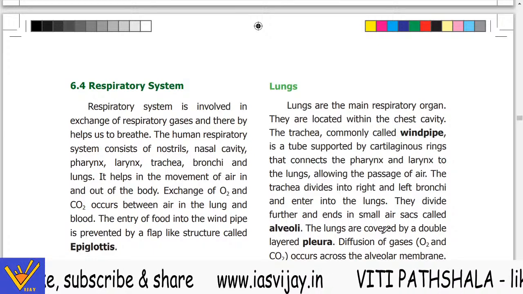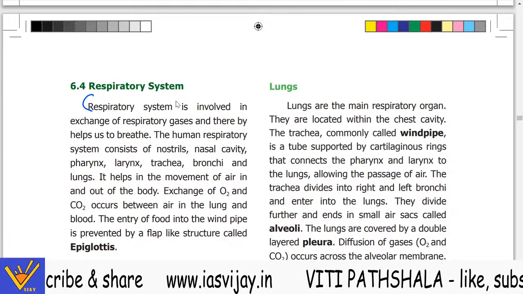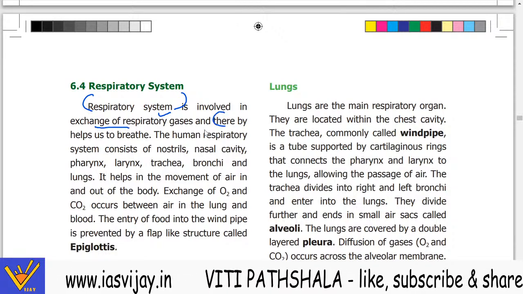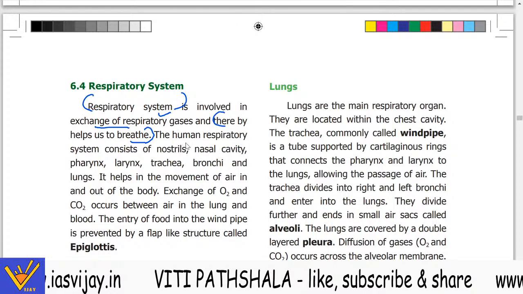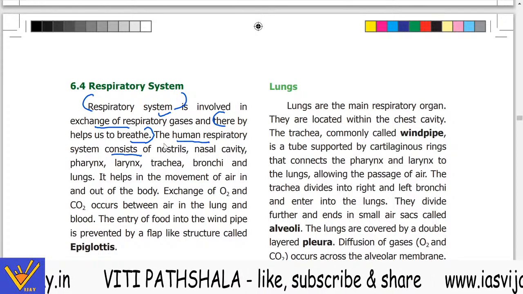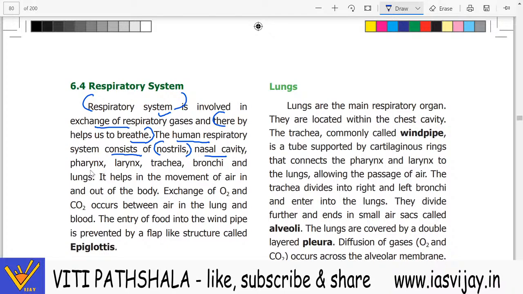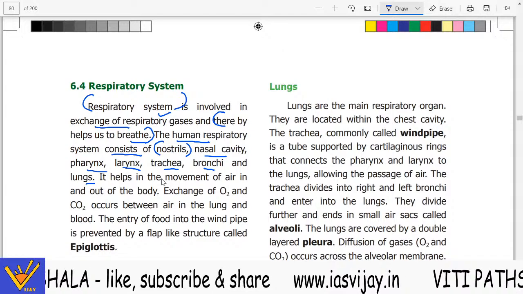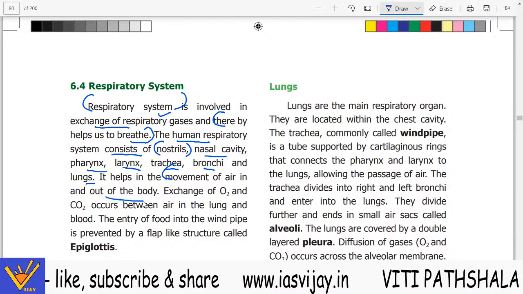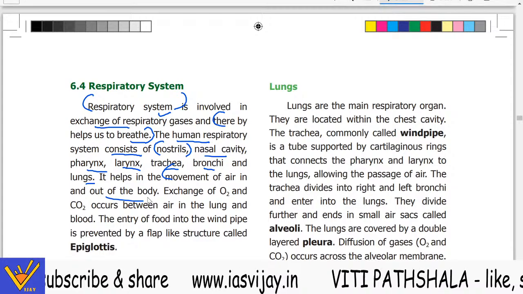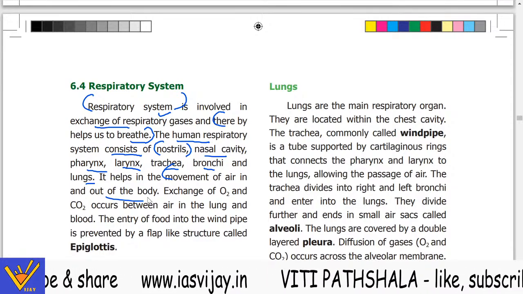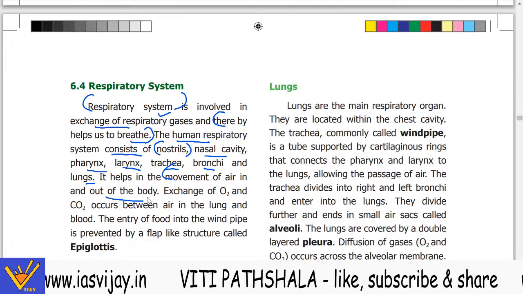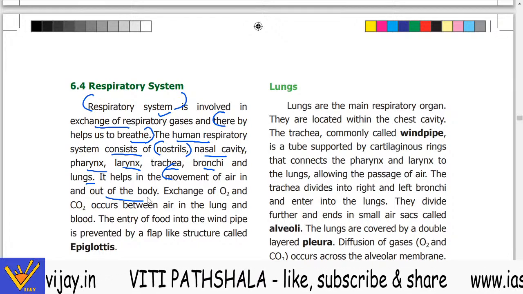Now next comes your respiratory system. The respiratory system is involved in the exchange of the respiratory gases and thereby helps us to breathe. The human respiratory system consists of the nostrils, nasal cavity, pharynx, larynx, trachea, bronchi and the lungs. It helps in the movement of the air in and out of the body. The exchange of the oxygen and the carbon dioxide takes place between the air in the lung and the blood.